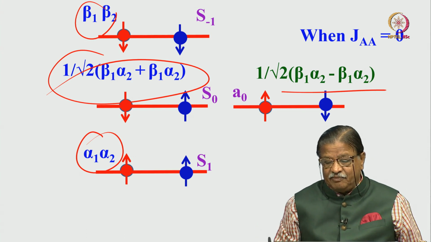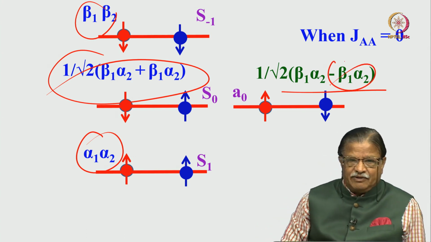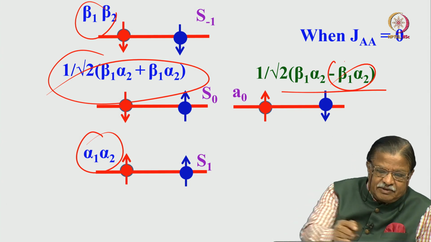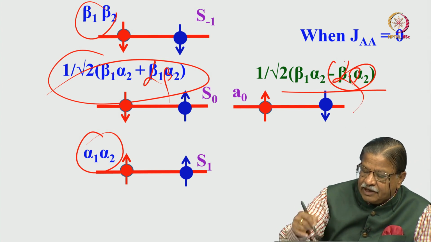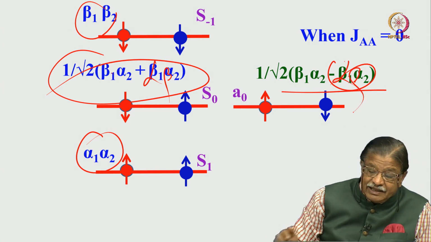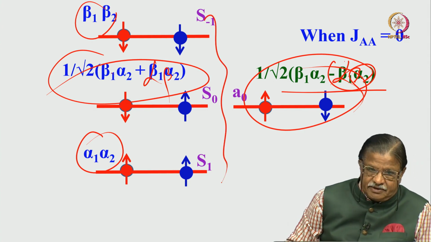Similarly, this is beta 1 alpha 2. Of course, this should be alpha 1 beta 2, there is a mistake here, otherwise it will become 0. So, this is beta 1 alpha 2 minus alpha 1 beta 2, the other combination. This is called an antisymmetric transition; these 3 are called symmetric transitions.